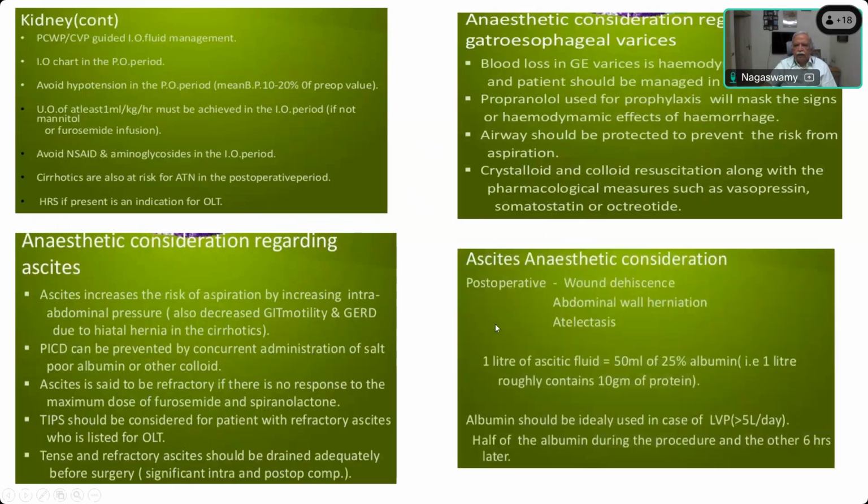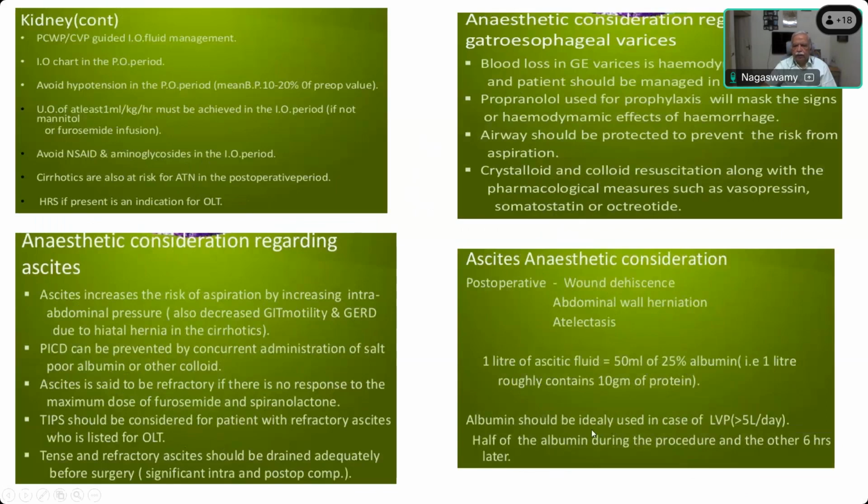And post-operatively, wound dehiscence may be very common. So abdominal wall herniations are common. Atelectasis in the lung is very common. And 1 liter of ascitic fluid is equal to 50 ml of 25% albumin. It roughly contains 10 grams of protein. So this question may be asked.